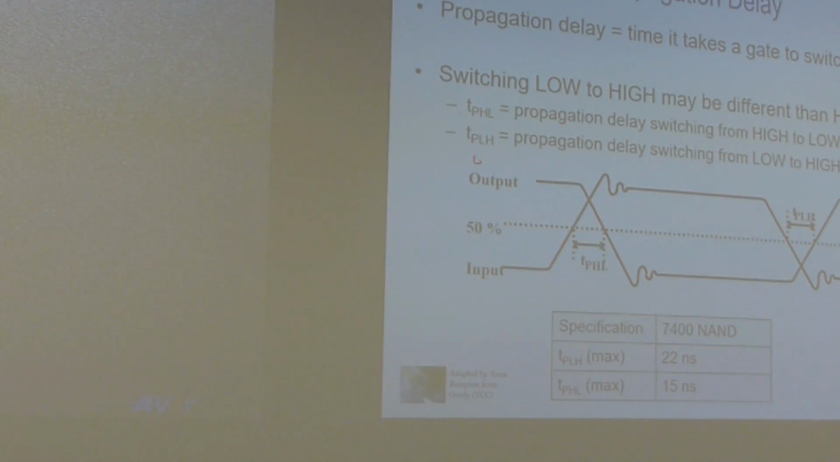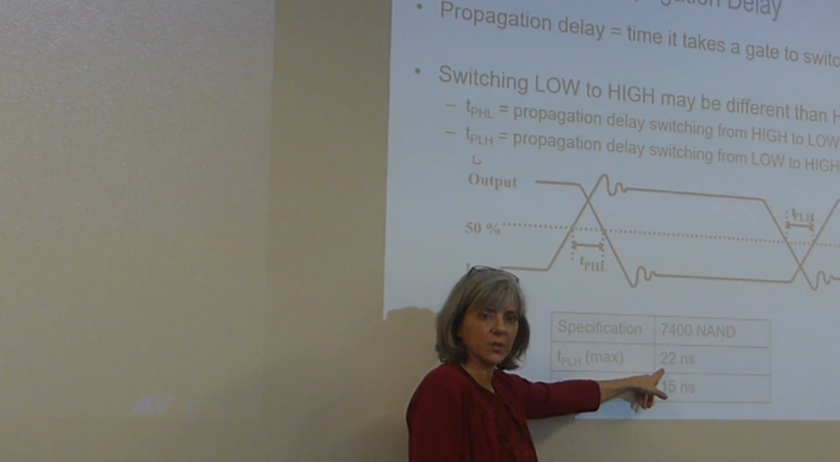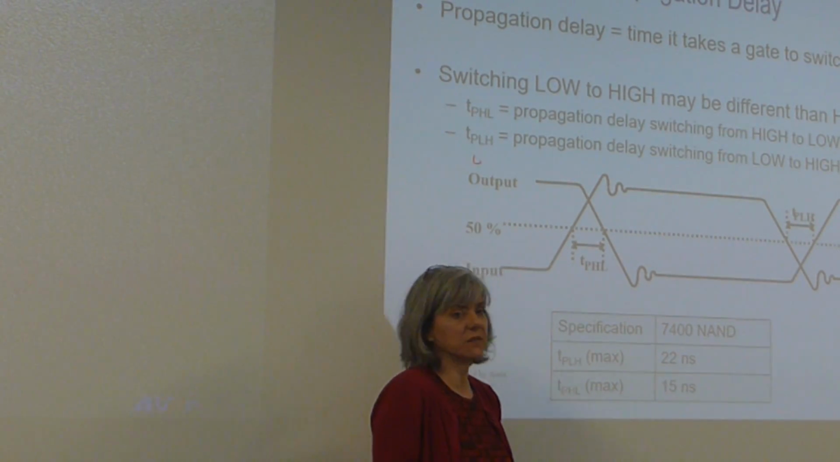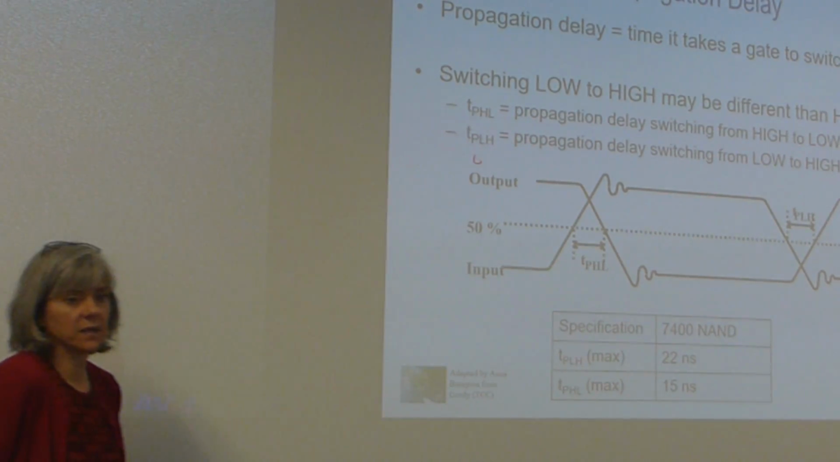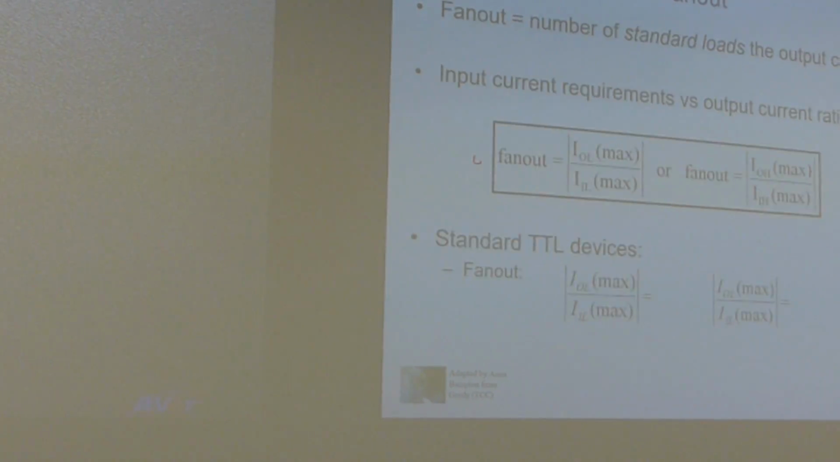Propagation delay. It's going to take some time to get from one to the next, and it's not the same. Isn't that interesting? To go from low to high takes 22 nanoseconds, but from high to low, only 15. That's just a function of how the transistors work. So, again, not a big deal for us. Are we going to notice nanoseconds in delay? I think probably not. But you could imagine if you had thousands or millions of gates, that would accrue.